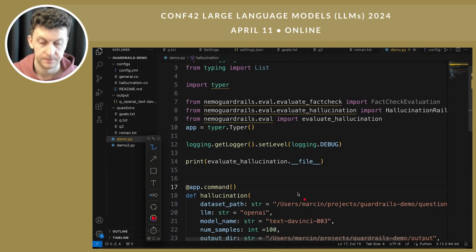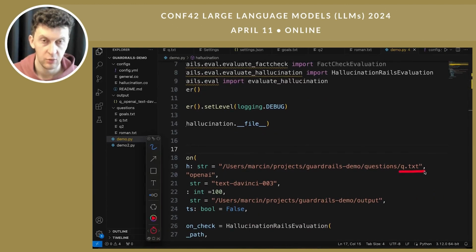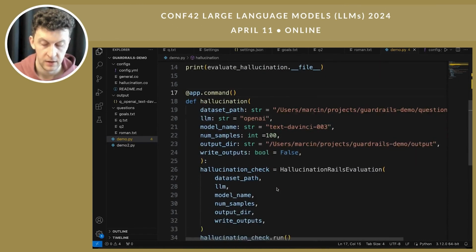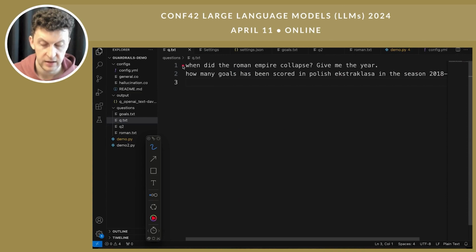What we have is Python code where we import a tool called NeMo Guardrails. It's a tool created by NVIDIA. And we have a text file with some questions, which we'll have a look at in a second. Then we define that we want to use an old OpenAI model, text-davinci-003. And then in the file, we define some questions. The first question is, when did the Roman Empire collapse? I am asking about the Roman Empire because it's common knowledge.